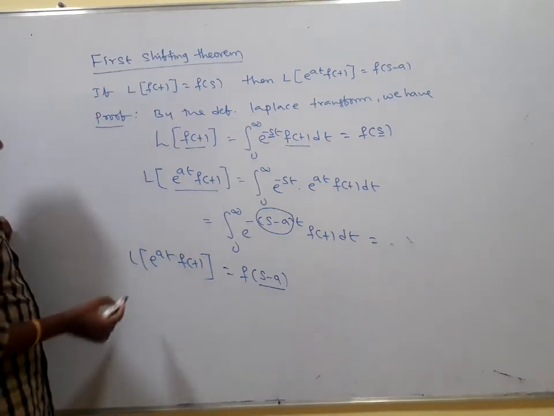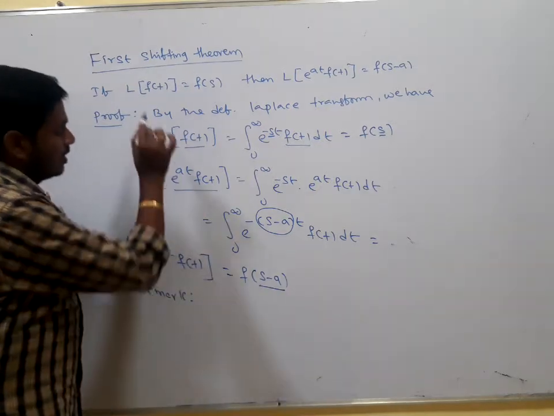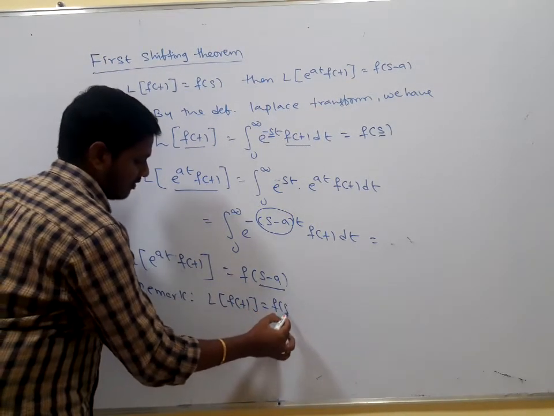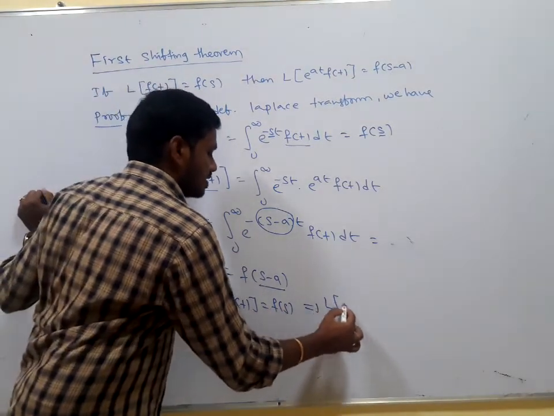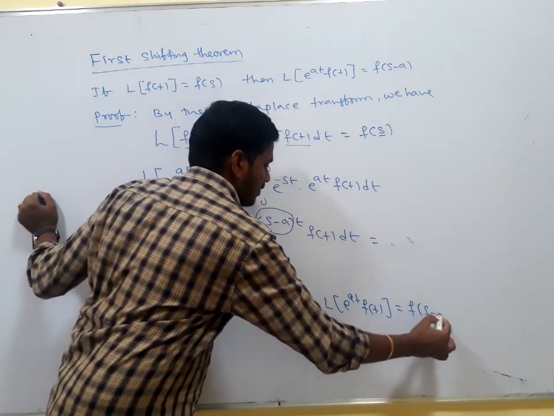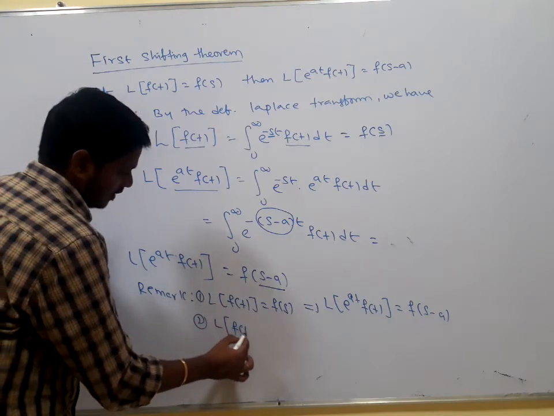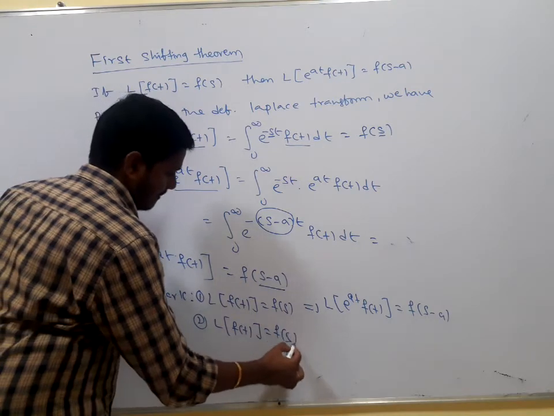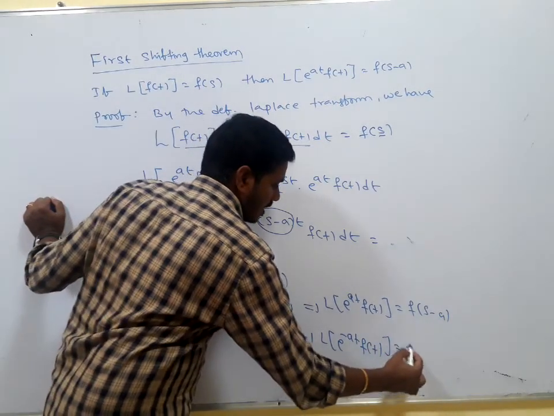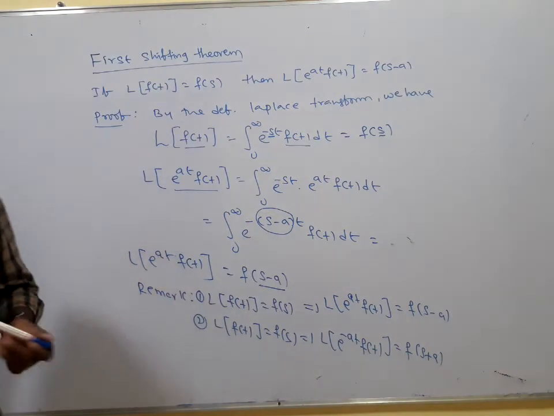Same theorem, one remark here. If L of f of t is equal to F of s, or F bar of s, that implies the Laplace transform of e to the power of at into f of t is equal to what we have just proved, F of s minus a. In the same way, this is the first one, this is the second one. If the Laplace transform of f of t is equal to F of s, that implies the Laplace transform of e to the power of minus at into f of t is equal to F of s plus a. In the same way, you will get this one, right? This is called the first shifting theorem.